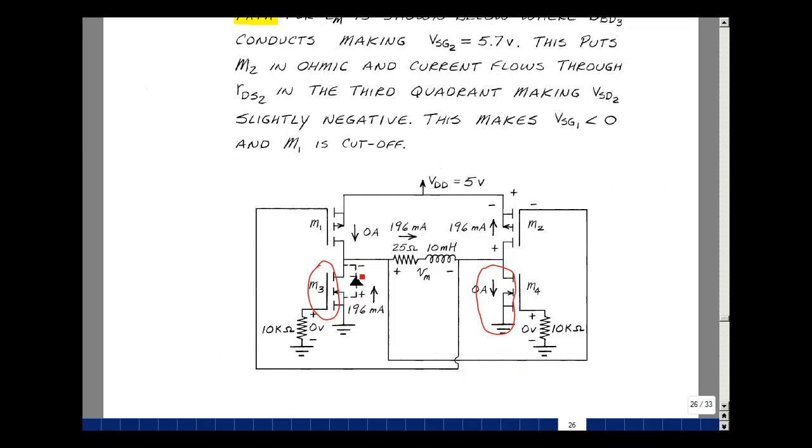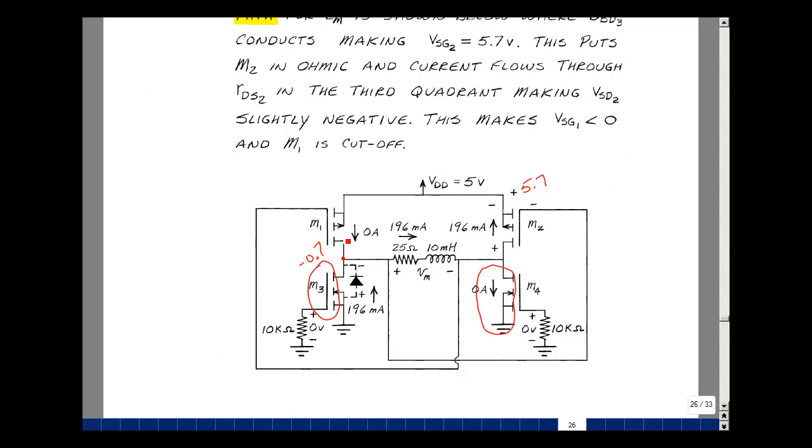With this forward bias in this direction, this node voltage is a minus 0.7. And that makes this source to gate voltage here 5 volts minus a minus 0.7. So this is 5.7. This again keeps this in ohmic, and the current can actually flow in this direction in the third quadrant, as we've shown in the notes in chapter 4 on page 9. That's going to create a negative voltage across the source to drain. That's okay, you can operate in that third quadrant.